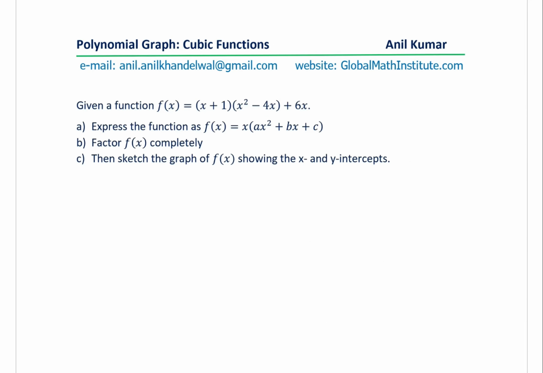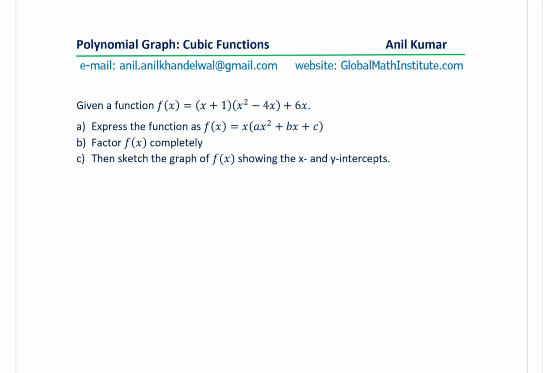Here is an important question for exam review. Given a function f of x equals x plus 1 times x squared minus 4x plus 6x, express the function as f of x equals x times ax squared plus bx plus c. Factor f of x completely, then sketch the graph of f of x showing the x and y intercepts. You can always pause the video, answer the question, and then look into my suggestions.